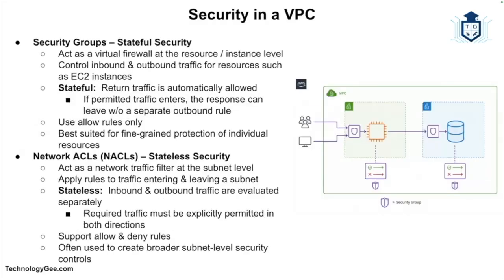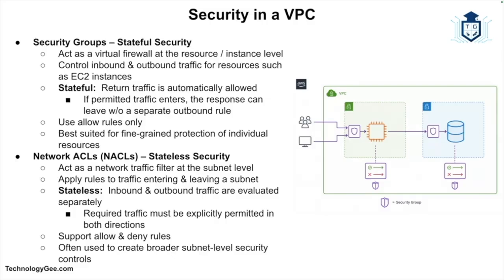All right, next let's talk about security in a VPC. So security is where AWS networking really shines and where a lot of exam questions come from. There are two main layers of security inside of a VPC. The first is called a security group. A security group acts like a firewall at the instance level. So if you allow inbound traffic, then the response is automatically allowed back out. And that's what the word stateful means. An example of this would be you allowing HTTP, or port 80, where users can access your web server.